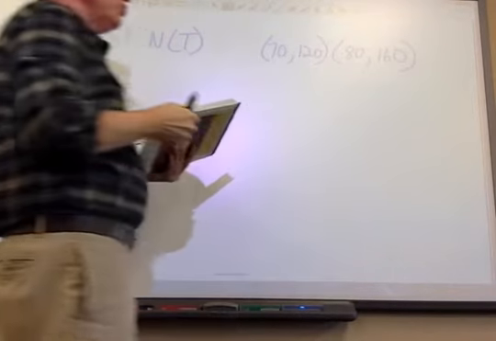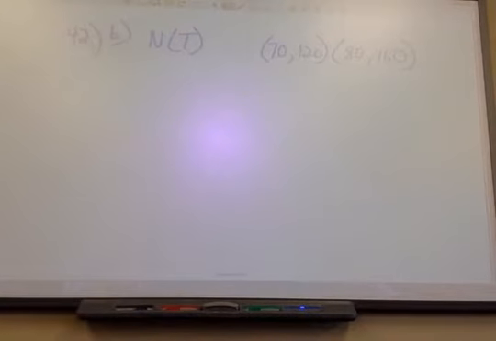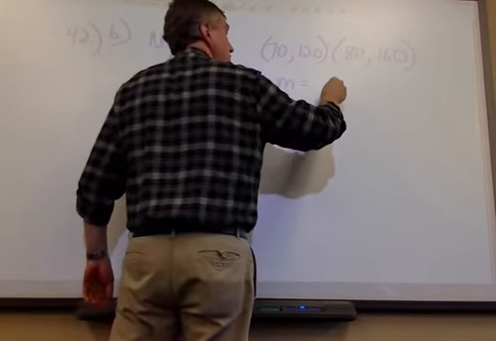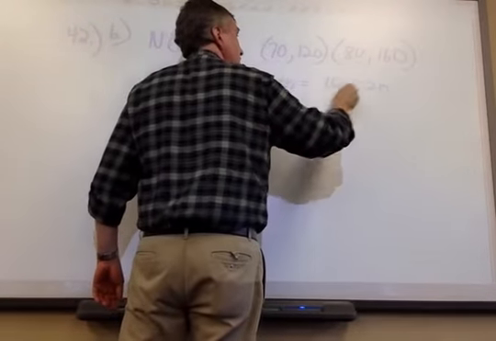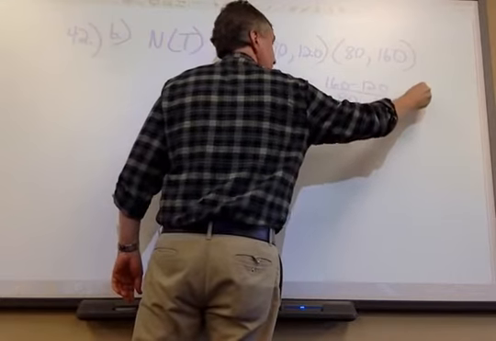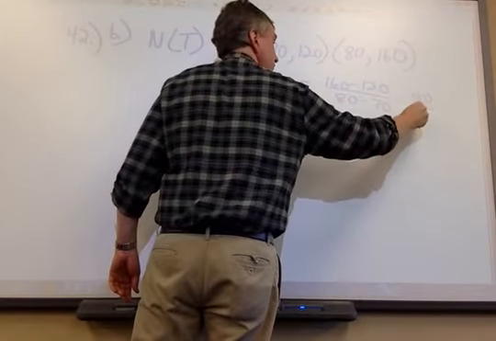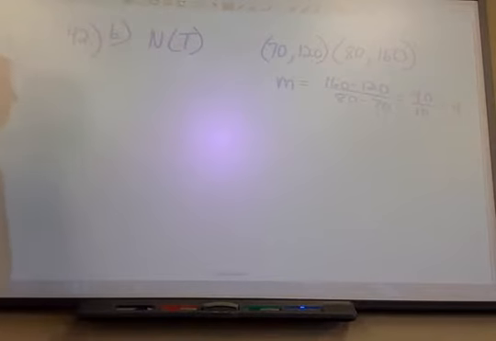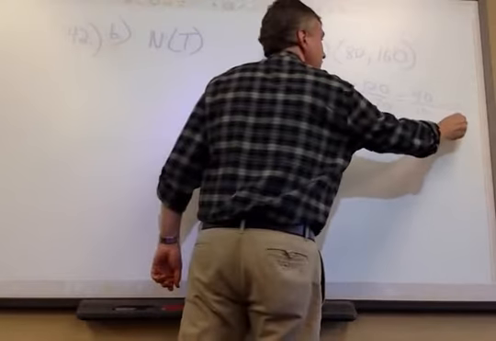Once we have those two ordered pairs set up like that, we can find the slope of the equation. Would you agree? What would the slope be? 160 minus 120 over 80 minus 70. Yeah, you said 4, right? Good. The slope is 4. How would you interpret that? If that slope is 4 over 1?